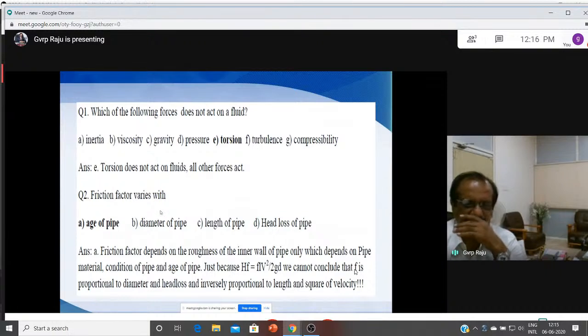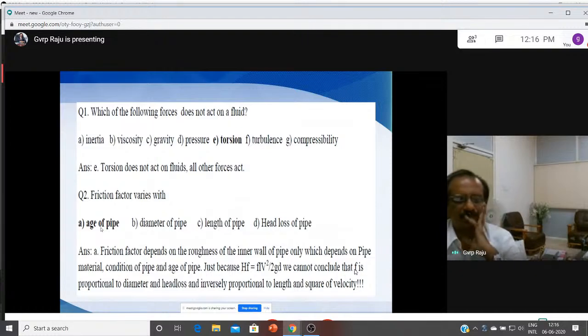The friction factor is a typical question. The head loss is f L V square by 2 g D. But not only this, it also depends on these factors, and in addition it majorly depends on the age of the pipe. The more the age, there will be roughness on the inner wall of the pipe. That is a major factor in addition to other factors here. So age of the pipe is the appropriate answer.